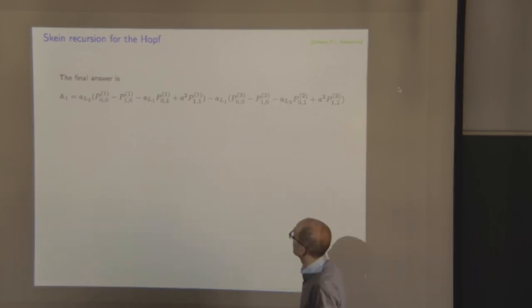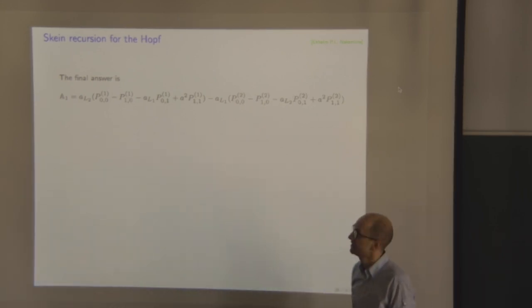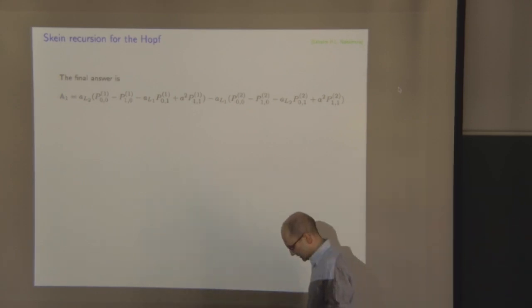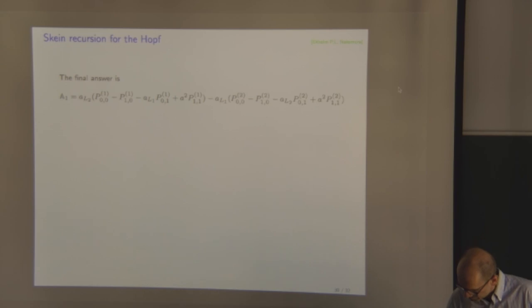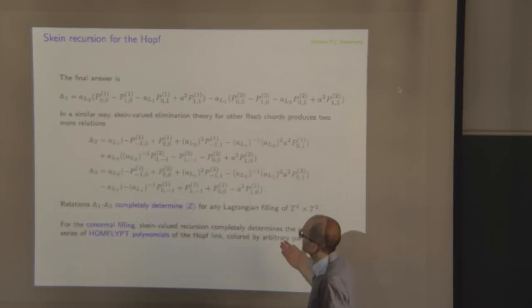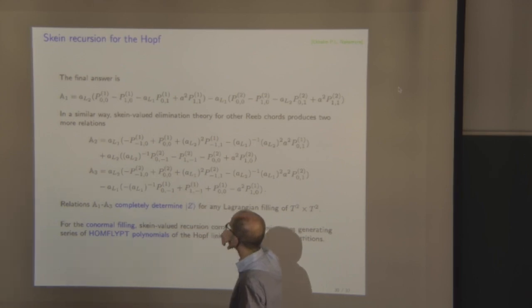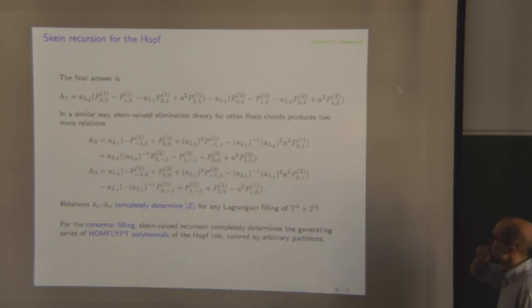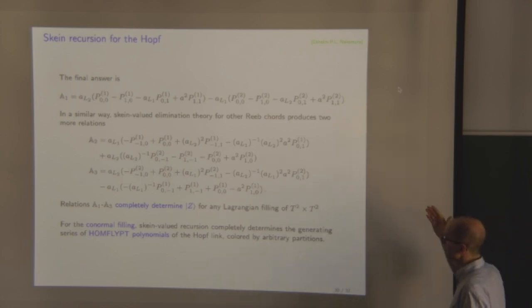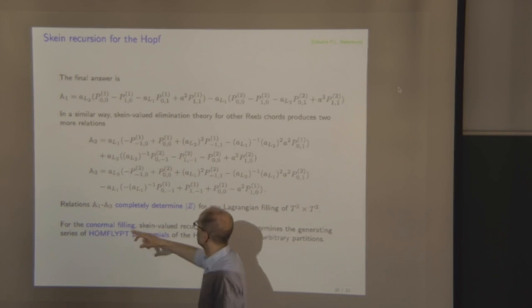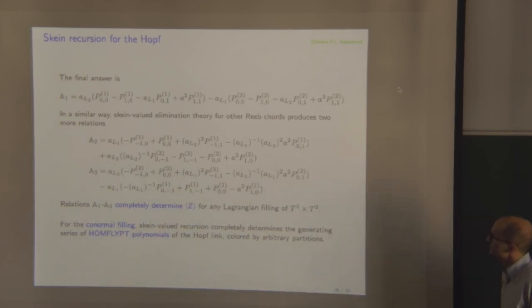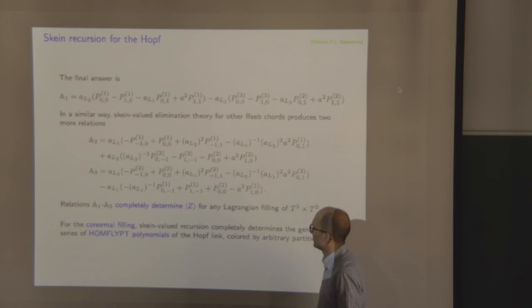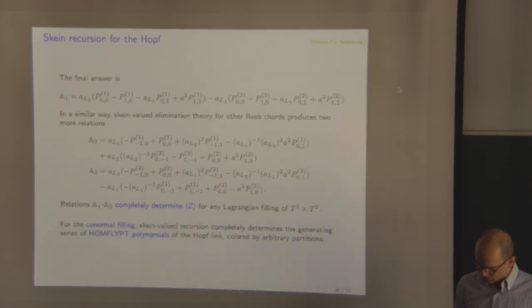So indeed, you can check that the operator obtained in this way does annihilate the partition function of the Hopf link, where you sum over all partitions. And in a similar way, one can show that there's 2 more operators that arise by studying the knot contact homology of the Hopf link. And we claim that these three operators completely determine the generating series of HOMFLY-PT polynomials colored by arbitrary partitions for the Hopf link.